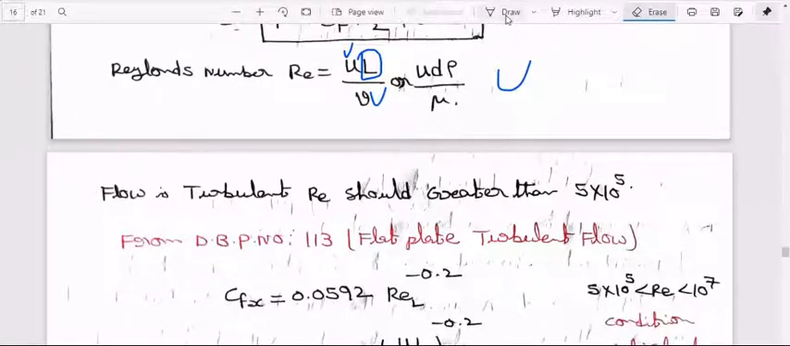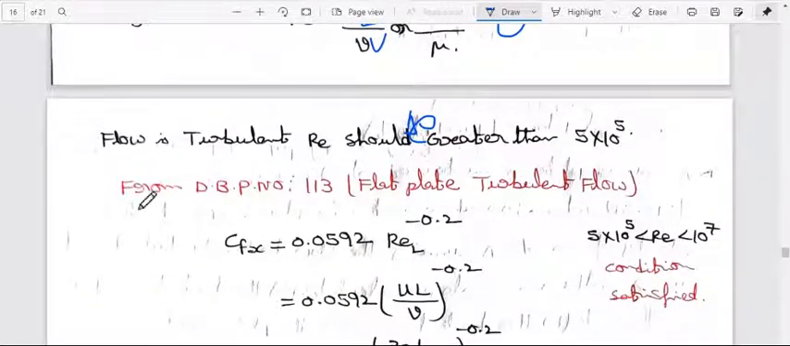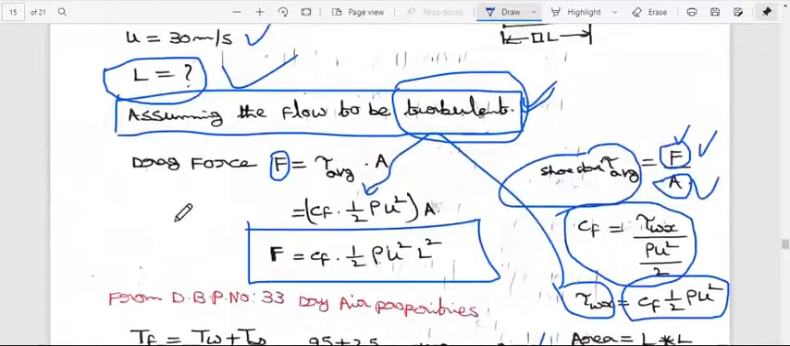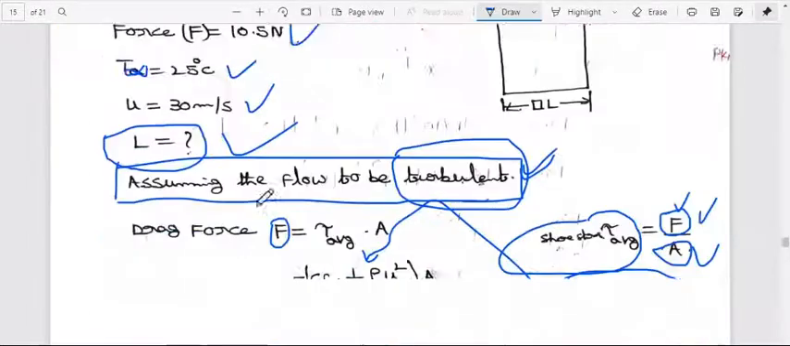Okay. So here the flow is turbulent, the Reynolds number should be greater than 5 into 10 power 5. So these are the turbulent formulas from data book page number 113, the flat plate turbulent formula. Now we need to calculate and substitute these values. So F is equal to 10.5.